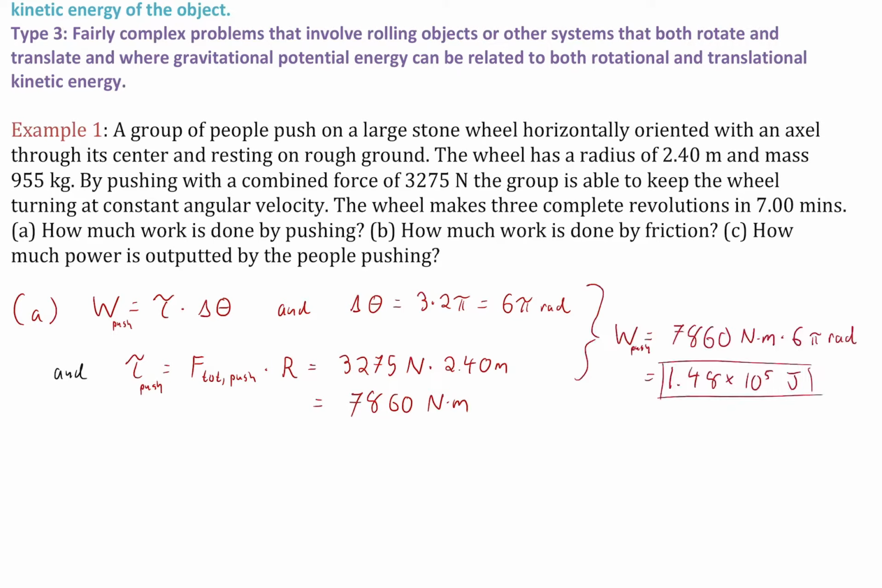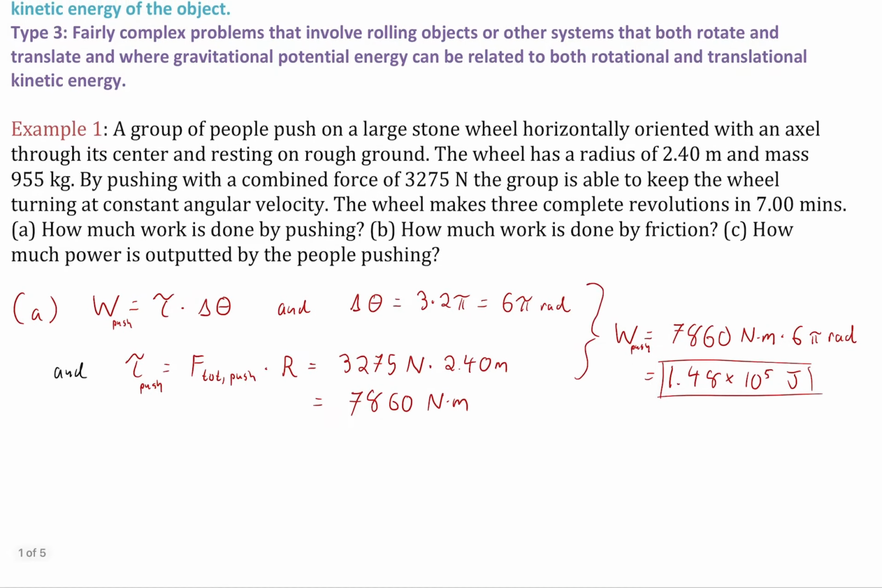7,860 newton meters. So therefore, the total work of pushing over those 3 complete revolutions is going to be the torque times the angular displacement, or 1.48 times 10 to the 5th joules, so 148,000 joules. So that's how much work they do. And they do it in 7 minutes.